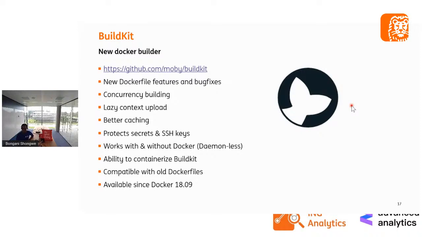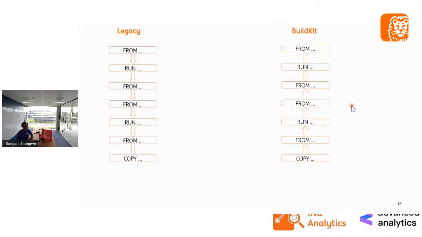It protects your secrets and SSH keys. It works with and without Docker, and it's daemonless. You have the ability, if you want to, to containerize BuildKit. So you can have a Docker within a Docker. It's also compatible with your old Dockerfiles, so you don't have to do any changes. And you might not know, but it's actually been available since Docker 18.09.